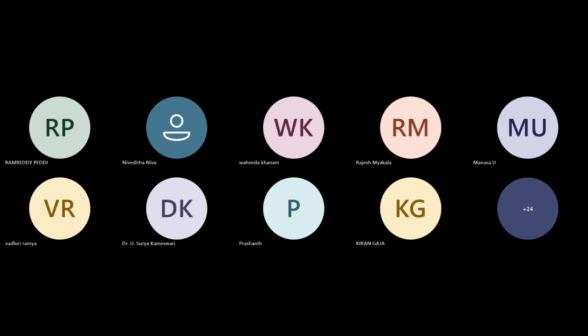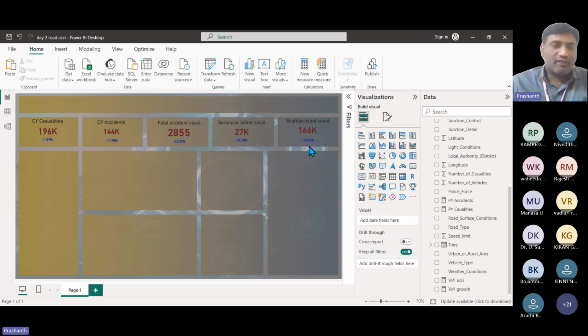We call them current year, previous year, and year-on-year growth. We have used time intelligence functions.